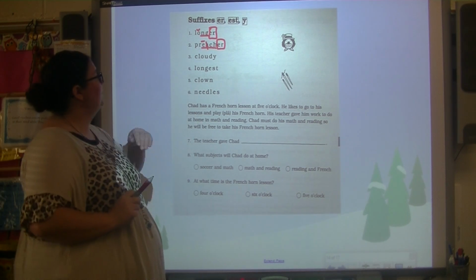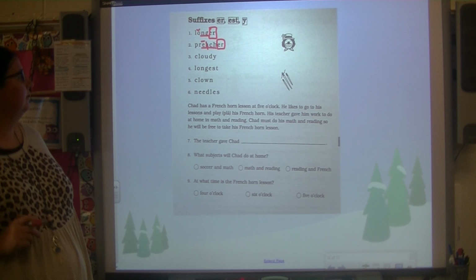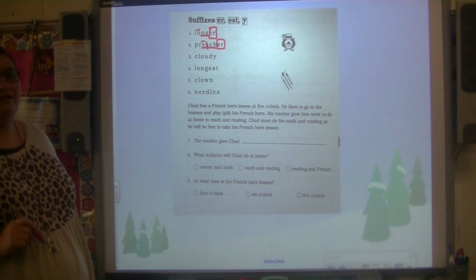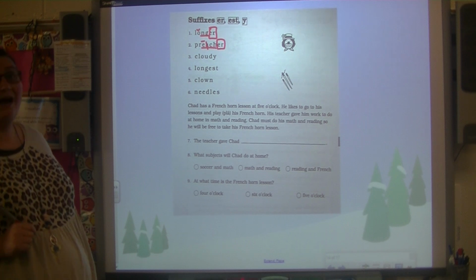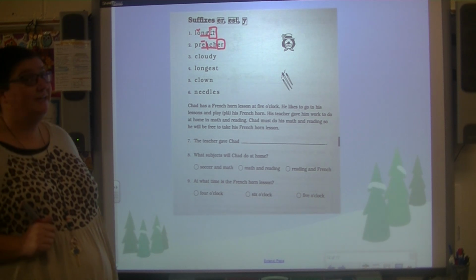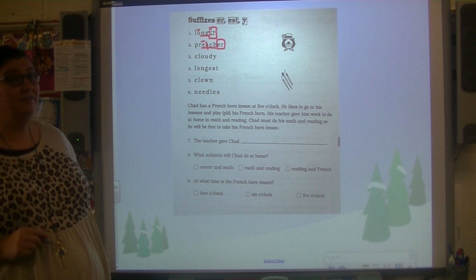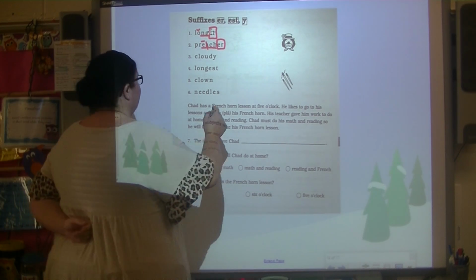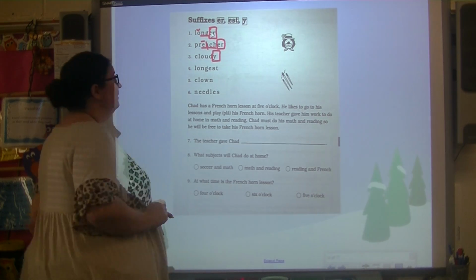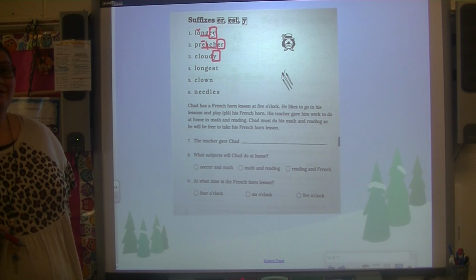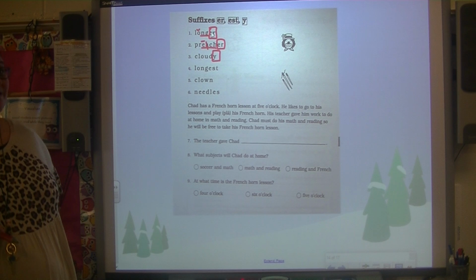All right, number 3. We have a Y. It could be a vowel or it could be a suffix. Let's cover it up, box it, and see if we still have a root word. Do we still have a root word? Yes, we do. So it's a suffix.